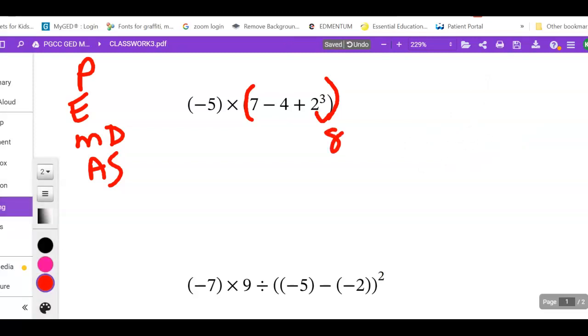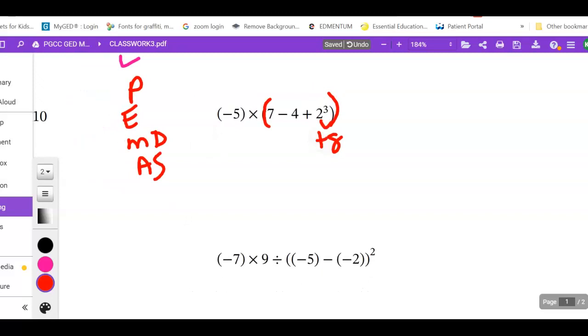If I bring everything else down, I have plus 4 minus 7, because I'm still in that parentheses, right? Where do I go from here? Add or subtract whatever I see first. That means I'm going here. 7 minus the 4, that's going to give me 3. And my plus 8, that's going to give me 11. So that was all the parentheses.